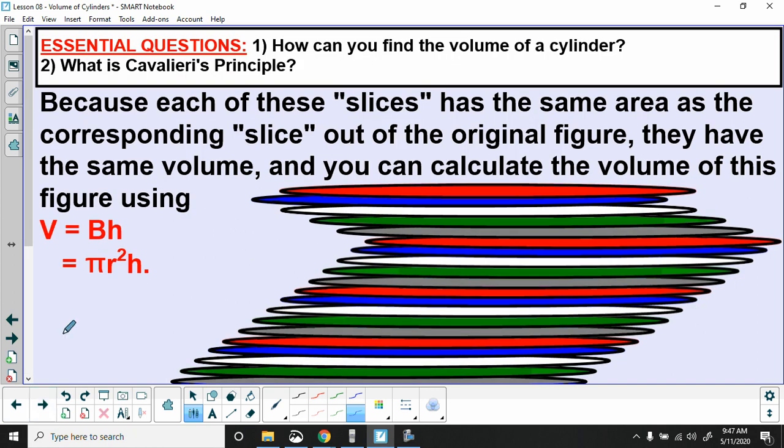Because each of these are like slices for the same area, each has a corresponding slice out of the original figure. See, the color should still be the same, and trust me, this was a nightmare to work up. They have the same volume, and then calculate the volume of this figure. Again, the height didn't change, nor did the radius, the two numbers we need.